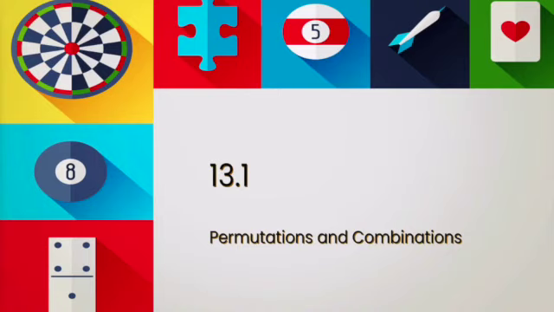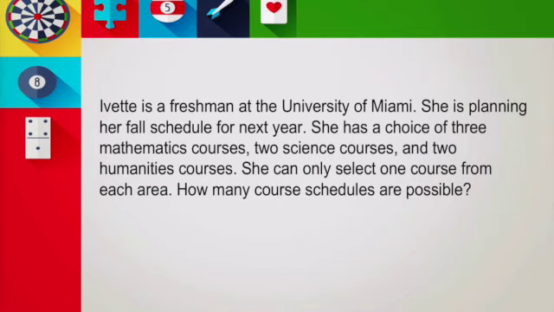Going to start with 13.1, Permutations and Combinations. Yvette is a freshman at the University of Miami. She is planning her fall schedules for next year. She has a choice of 3 mathematics courses, 2 science courses, and 2 humanities courses. She can only select 1 course from each area. How many course schedules are possible?